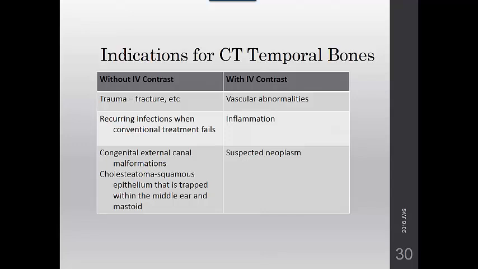Indications for CT temporal bones without IV contrast include trauma to the skull and petrous regions, recurring infections when conventional treatments fail, congenital external canal malformations, and cholesteatomas, which are squamous epithelium that's trapped within the middle ear and the mastoid. IV contrast indications are vascular abnormalities, inflammation, and suspected neoplasm.